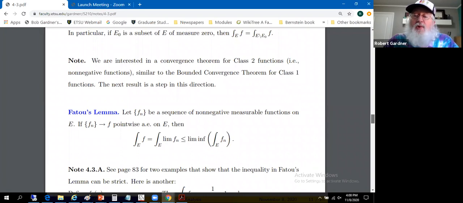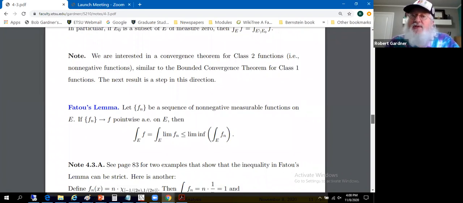Okay, we're interested also in convergence theorems.